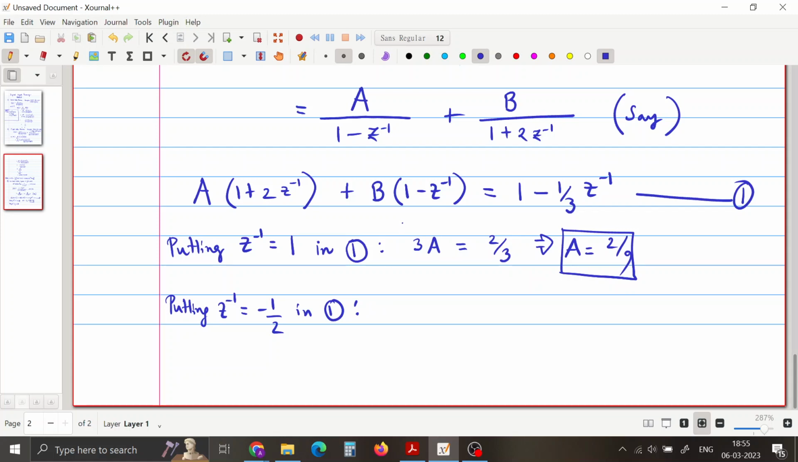So the coefficient of b becomes 1 minus minus half, which is 3 by 2 times b, so 3b by 2 equals, on the right hand side we get 1 minus 1/3 times minus half, which is 1 plus 1 by 6, which is 7 by 6. So 7 by 6, so b comes out to be 7 by 9, just check.